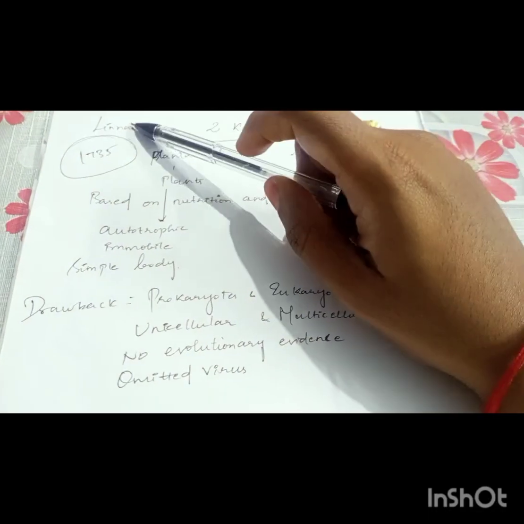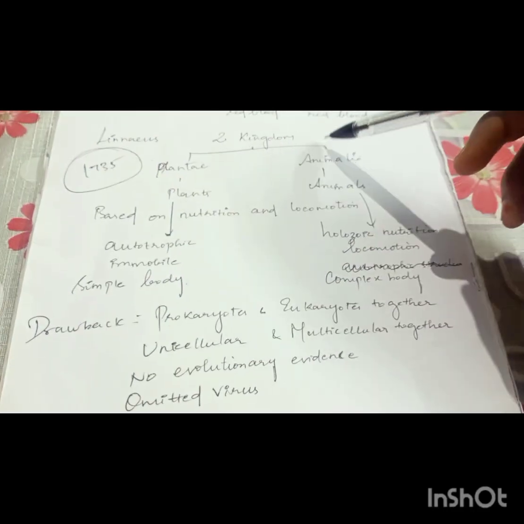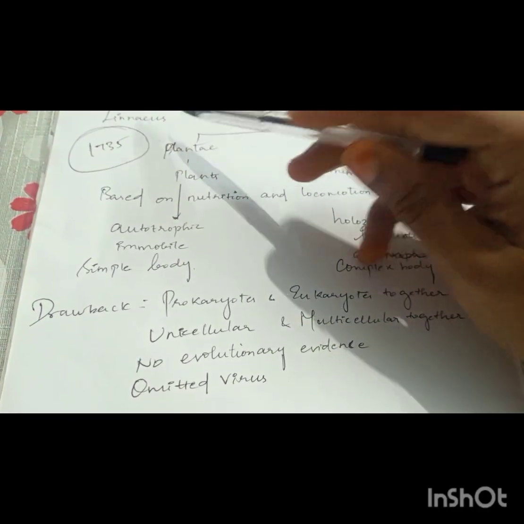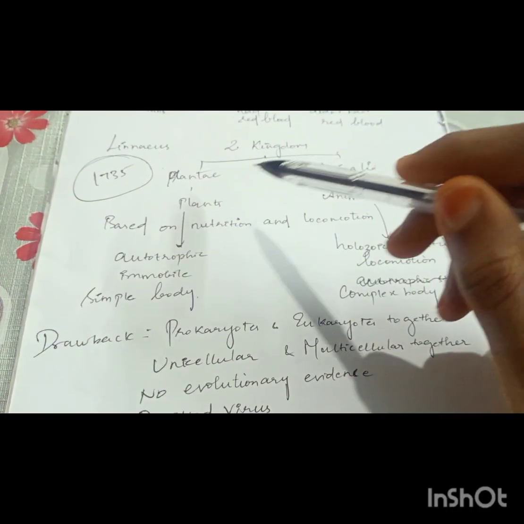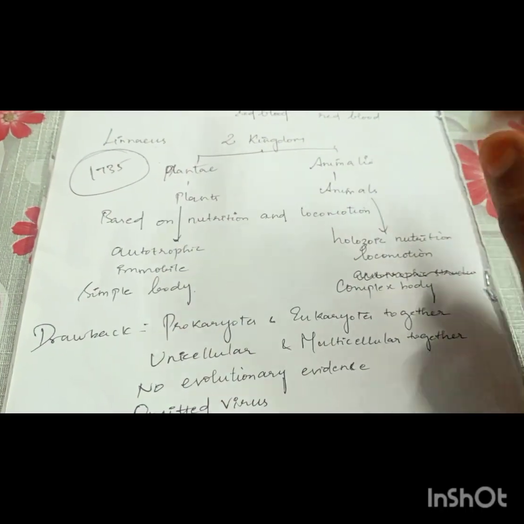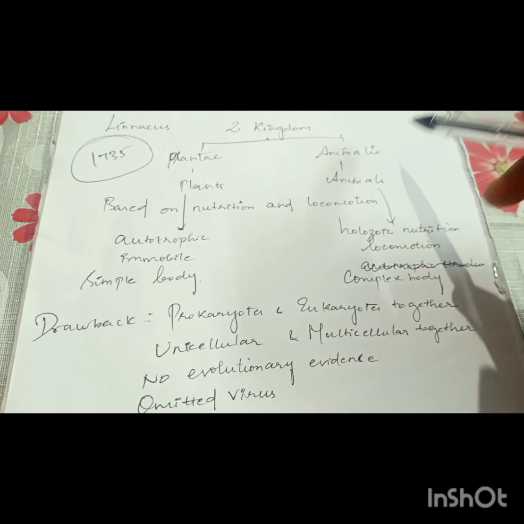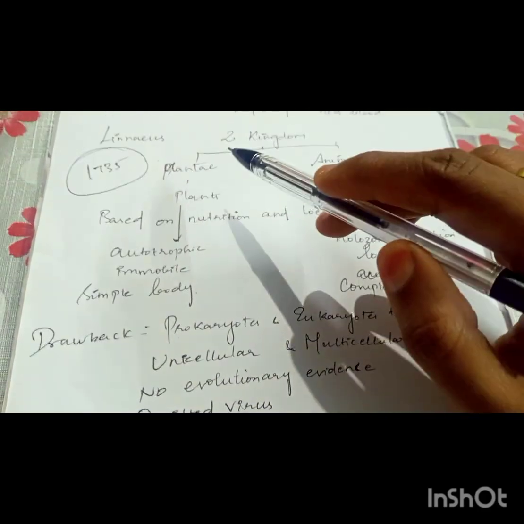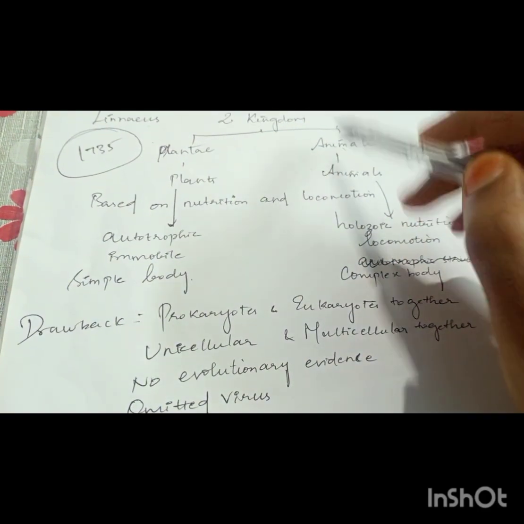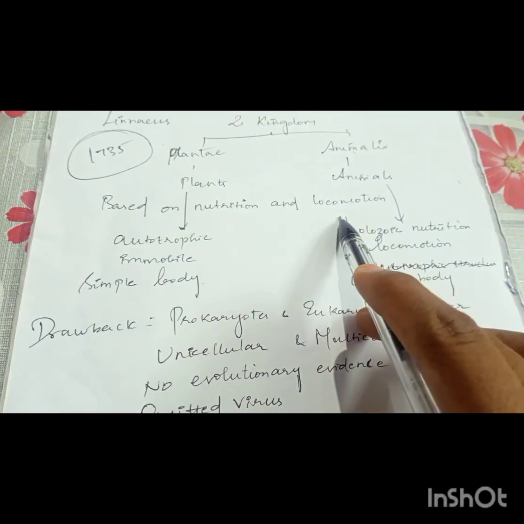After Aristotle, Linnaeus came up with his two kingdom classification in 1735. He broadly classified the kingdoms into two, that is Plantae and Animalia. Plantae included all the plants and Animalia included all the animals. Here he differentiated these two kingdoms based on nutrition and locomotion.